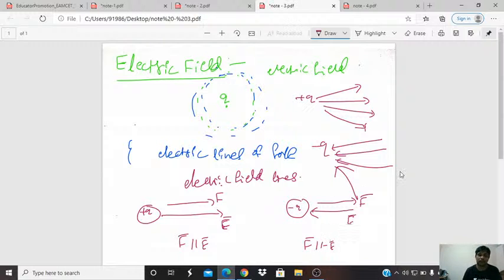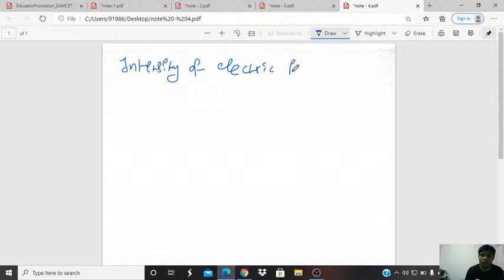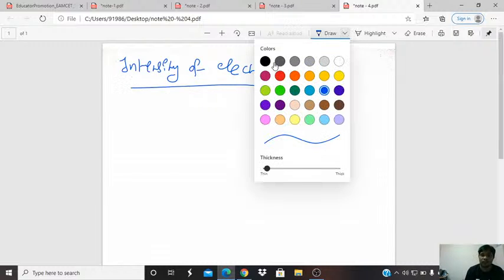Okay, right. And what about the electric field equation here? See, electric field means the space surrounded by the charge up to which its influence can act. And here, electric field strength or intensity of electric field. What is that? Electric field strength.